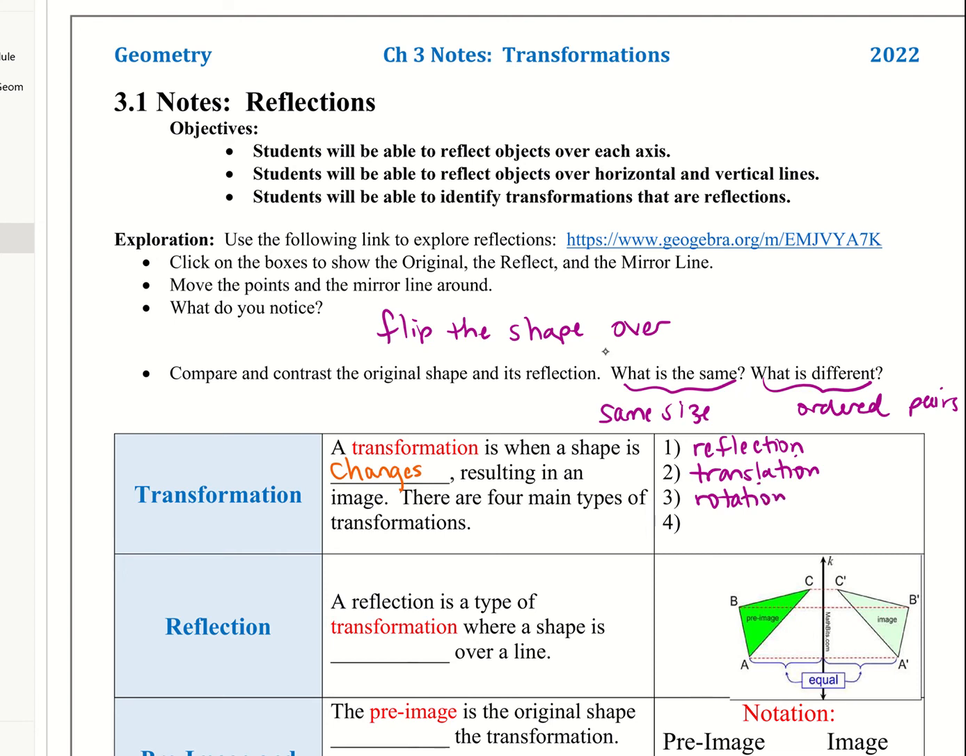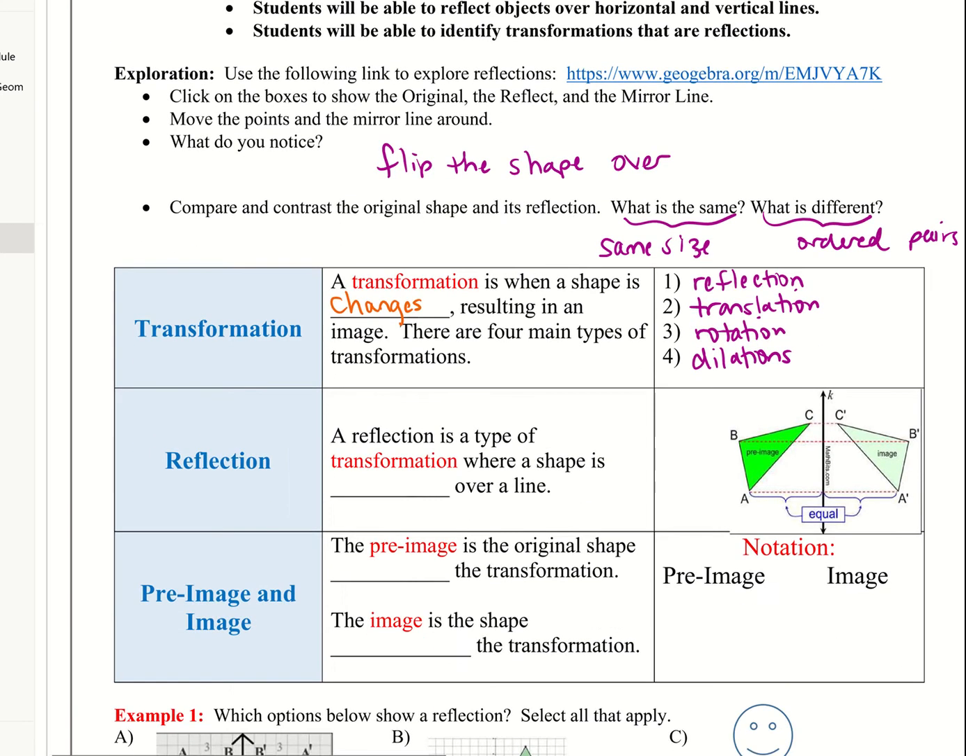And then the fourth type we're not going to learn until semester 2, but this one is called a dilation. Like if you've ever been to the doctor's office and they've dilated your eyes, dilated the pupils of your eyes. So a reflection is where a shape is flipped over a line.